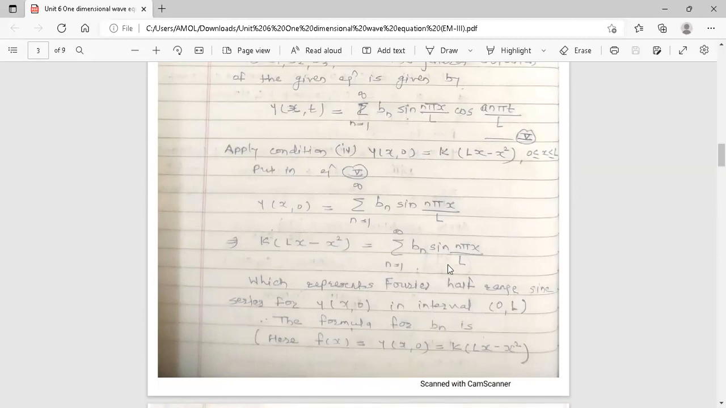This is your term now. Now, how to solve this term? Means how to find the value of bn. Our aim now is to find the value of bn, because this is nothing but your half range sine series. K into lx minus x square is equal to summation bn sin n pi x upon l, and n varies from 1 to infinity. This LHS term is your function f of x. f of x is equal to summation bn sin n pi x upon l, and n varies from 1 to infinity. Which represents the Fourier half range sine series for y of x comma 0 in interval 0 comma l. The formula for bn is, here f of x is equal to y of x comma 0 is equal to k into bracket lx minus x square bracket. So bn is equal to, now what is the formula for bn, which is equal to 2 upon l integration over 0 to l f of x sin n pi x upon l dx.